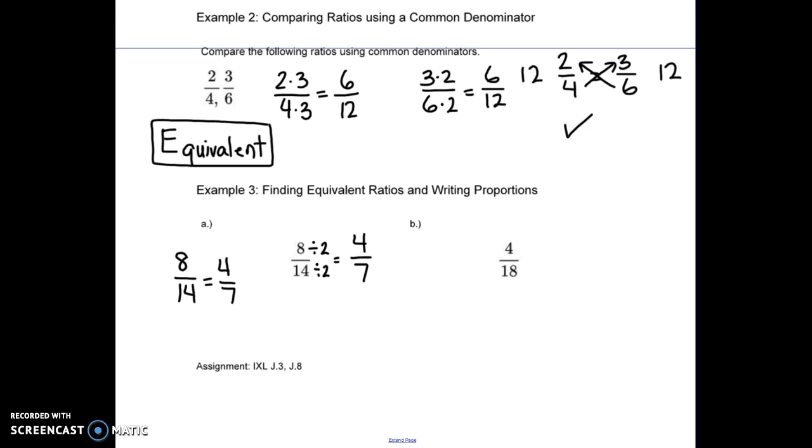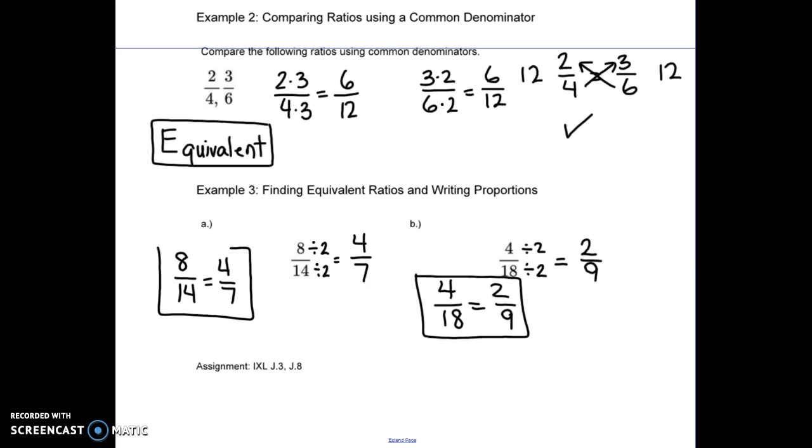Part B says 4 over 18. Both of those are divisible by 2. 4 divided by 2 is 2. 18 divided by 2 is 9. So I'm going to set my proportion. 4 over 18 is equal to 2 over 9. And those are my answers on those. I could also multiply both of them by 2 instead of dividing them by 2. There's more than one correct answer on this.